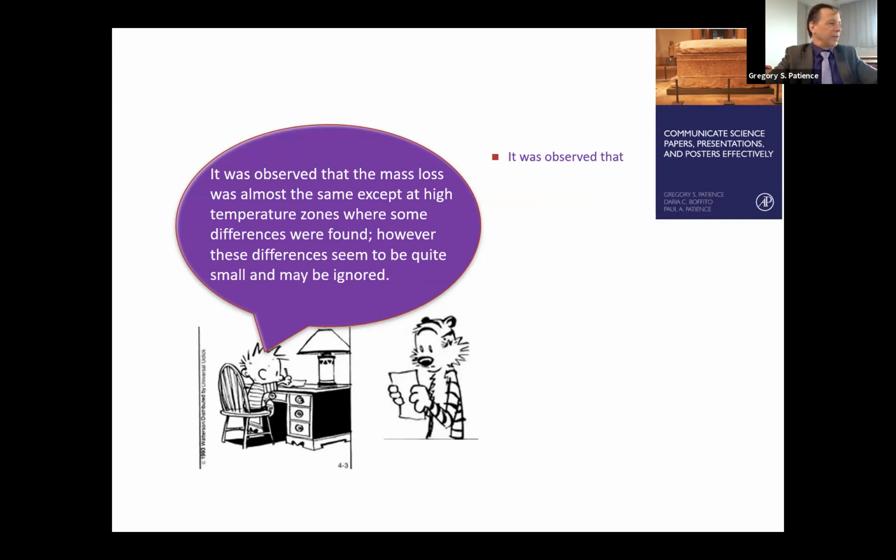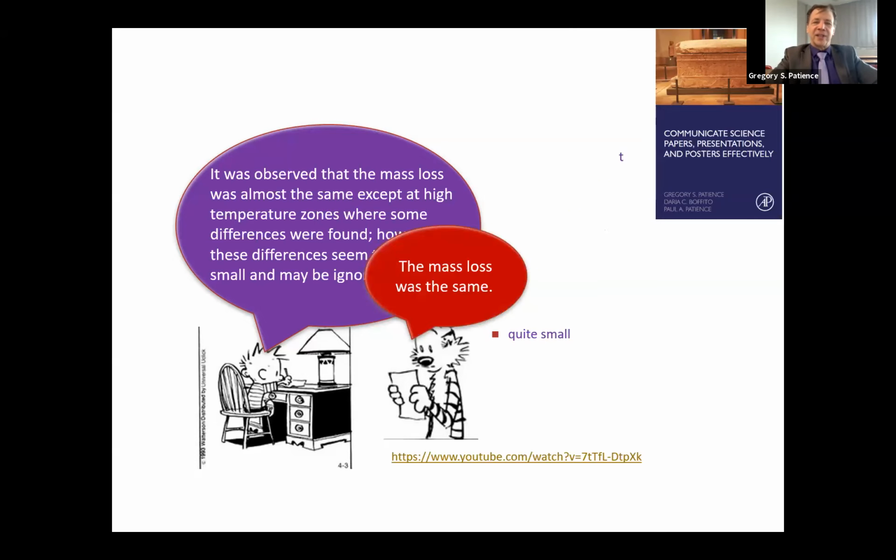So first of all, we can get rid of it was observed that, okay? High temperature, that's imprecise. Some differences, again, differences I don't really like. Some is also imprecise. Were found is a passive voice. And seem to be, that's vague, okay? And in fact, these two sentences, well, single sentence, quite small as another, is Hobbes comes out and says, the mass loss was the same. So you can see, again, what Crystal was saying, make it simple. But when you make it simple, you can all of a sudden realize that all these words were hiding a very simple concept.